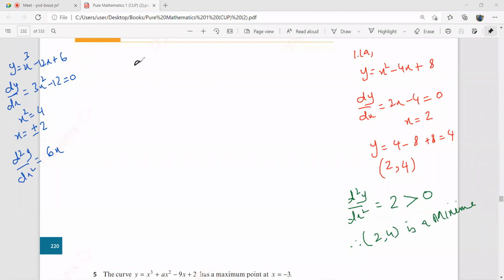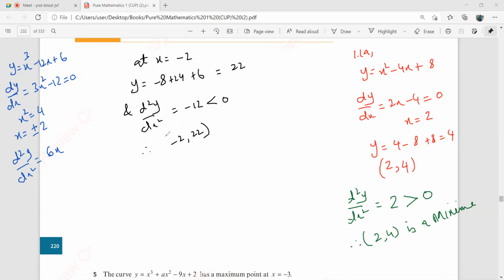Now I would say at x equal to minus 2, my y is minus 8 plus 24 plus 6. This is going to give me 30, this is 22. And d2y by dx squared, when I put minus 2 here, this is going to be minus 12. And this is negative. This means minus 2 comma 22 is a maximum point. That is a maximum point.